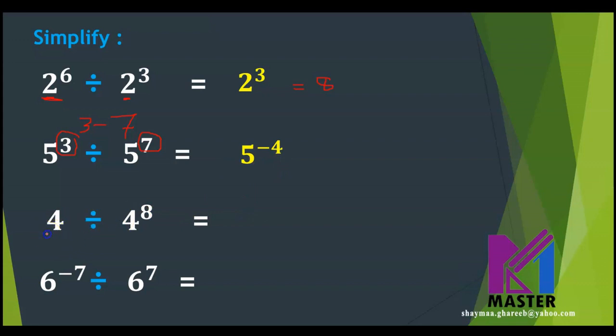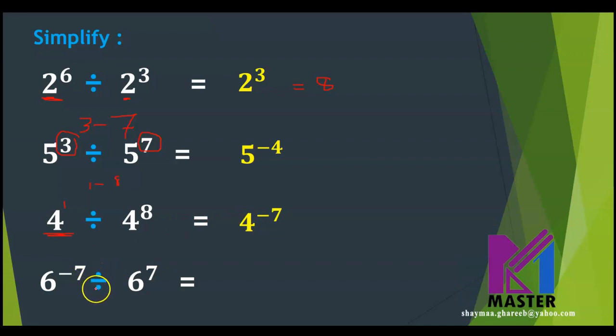Next example. What is the power on this 4 here? If I don't have a power, it means it's raised to the power of 1. So I have 1 and I have 8. So I'm going to subtract the first minus the second, which means 1 minus 8. 1 minus 8 equals negative 7. So the answer will be 4 to the power of negative 7.